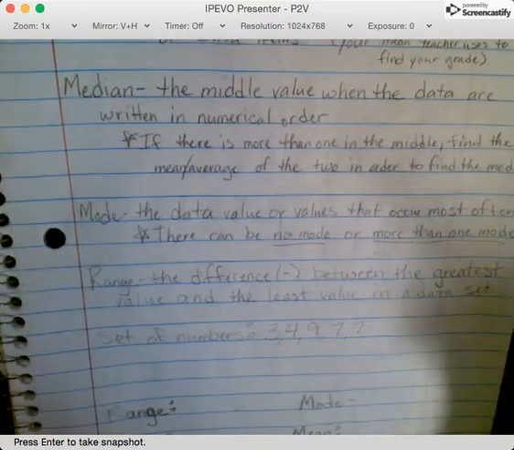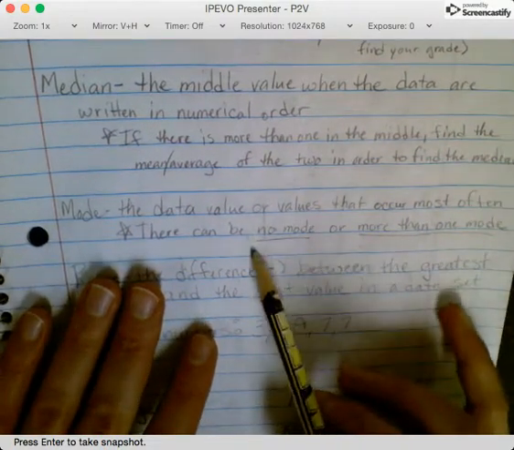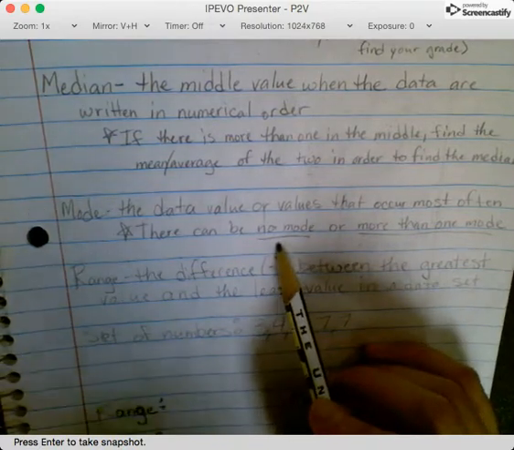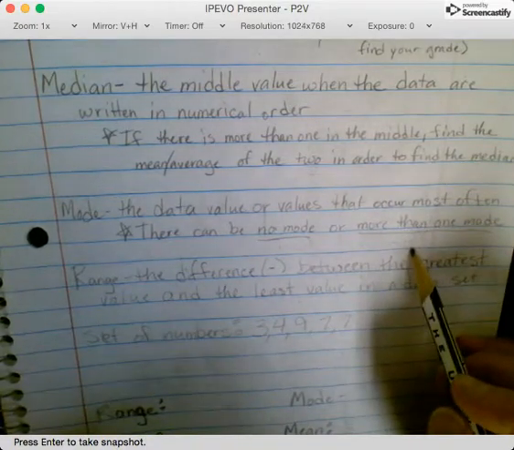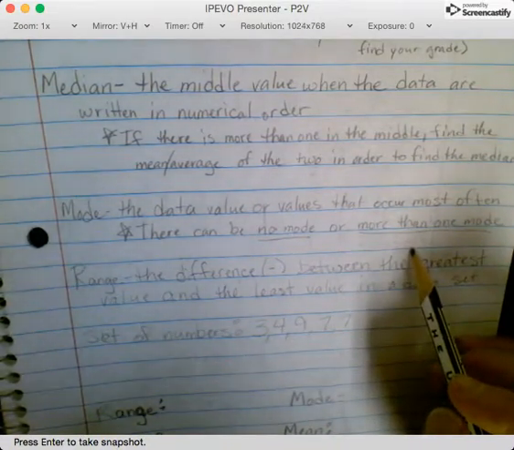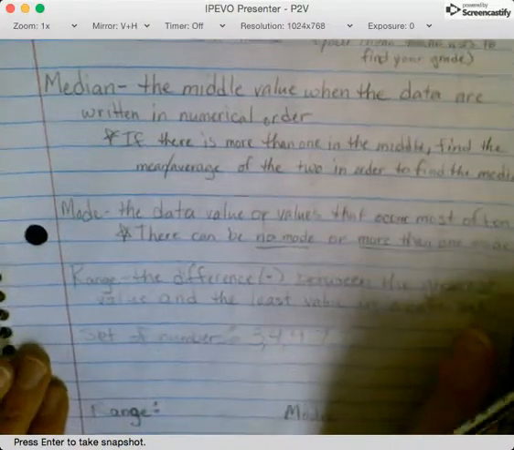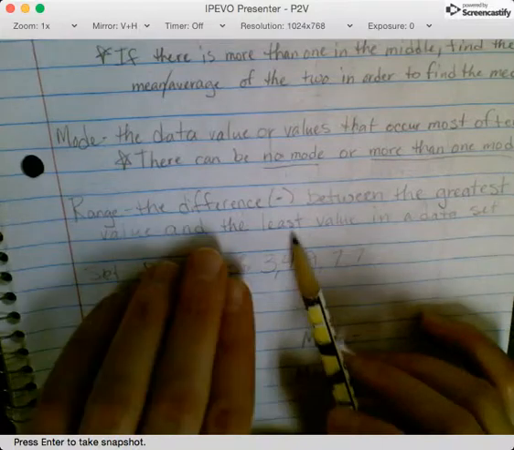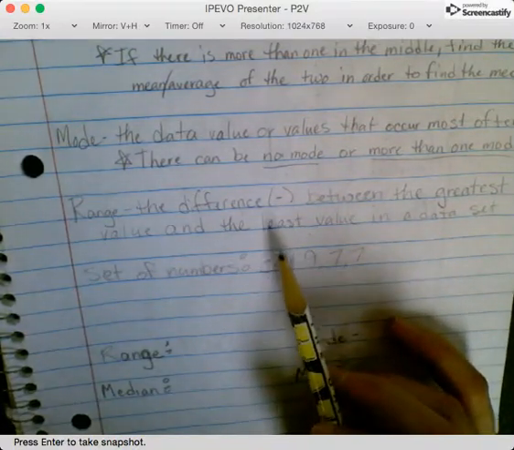Okay, and then the mode is the data value or values that occur the most often. Sometimes you'll have a set that doesn't have one that occurs more than any others, so you'll have no mode. Sometimes you'll have more than one number that occurs more than the others, and so that could be more than one mode. Okay, so you'd have maybe 2 modes, or maybe you might have 3 modes. Okay, and then the range is the difference between the greatest value and the least value in a data set. So that's the biggest number minus the smallest.